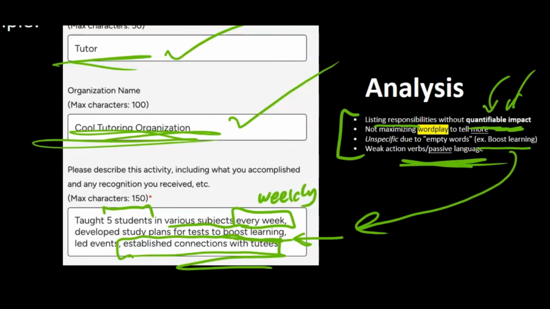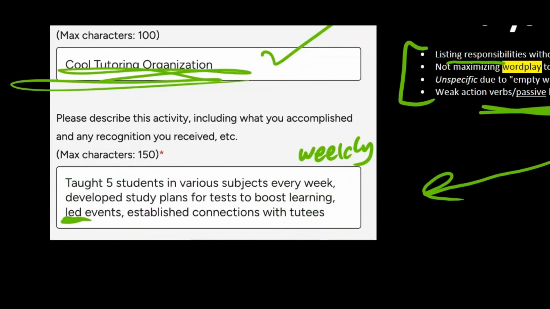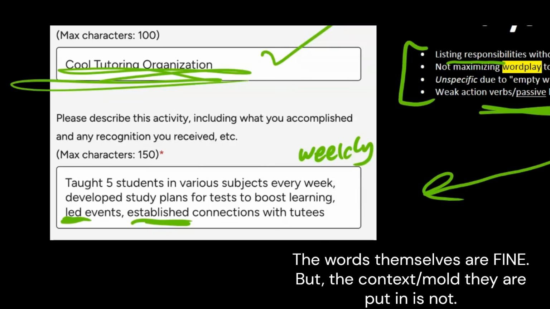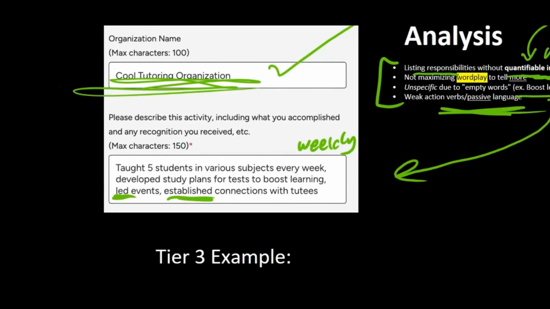The last bullet point here is that there are weak action verbs as well as passive language. This one does it a little better than the tier 3 example, but it's just not quite there yet. We've got taught, used again. Developed, I like using developed. This is getting a little messy, so let me erase all this. Led, I love the word led. And established. Overall, this does use action verbs, but not in a way that maximizes the impact of the verbs or conveys the actual weight of each of the responsibilities.